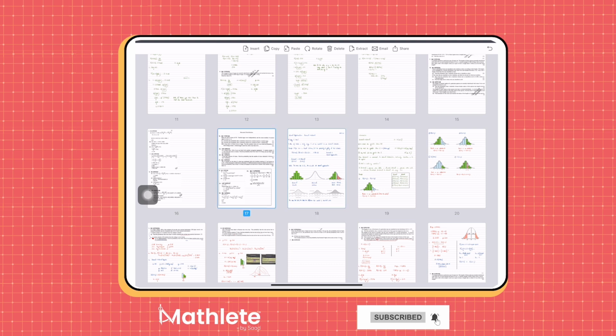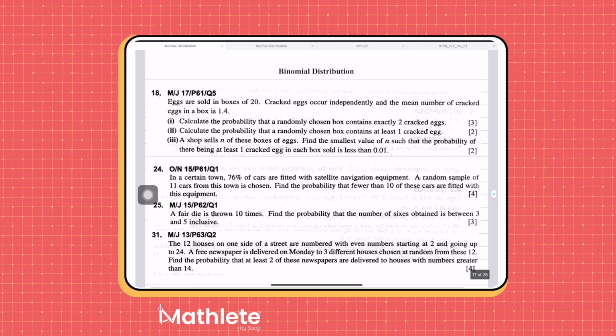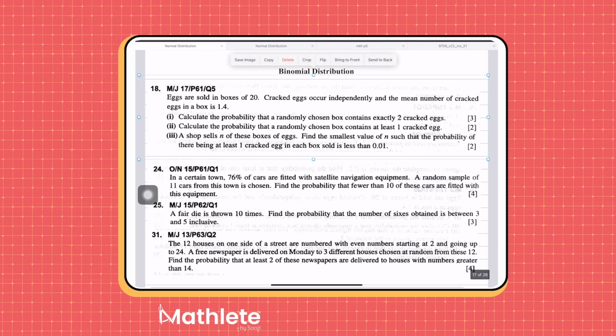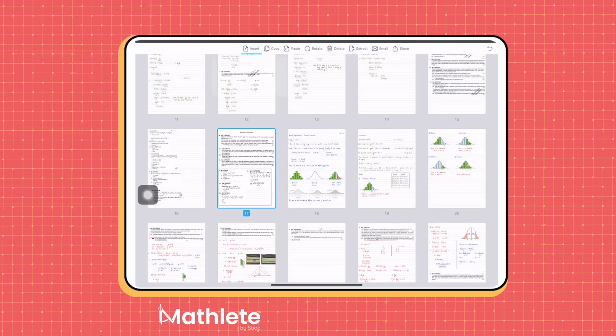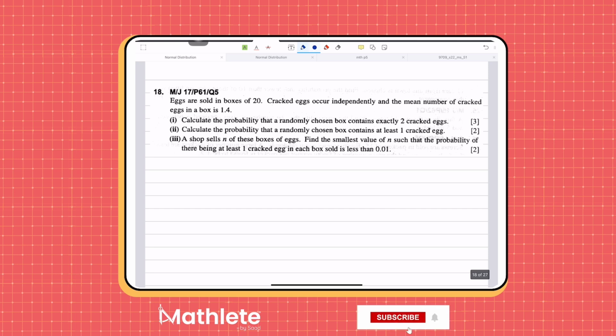All right, so 18 part 3, is that correct, Shaihan? The whole question? Okay, let's do the whole question then. Let's see what it says. Eggs are sold in boxes of 20. Cracked eggs occur independently and the mean number of cracked eggs in a box is 1.4. Calculate the probability that a randomly chosen box contains 20 cracked eggs.